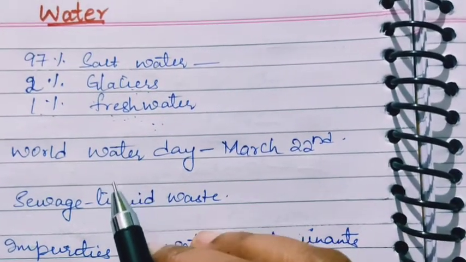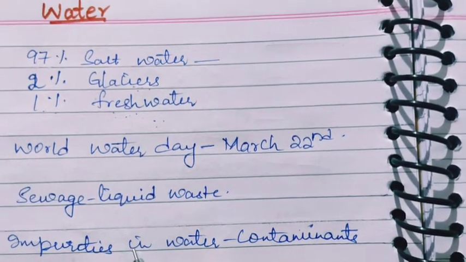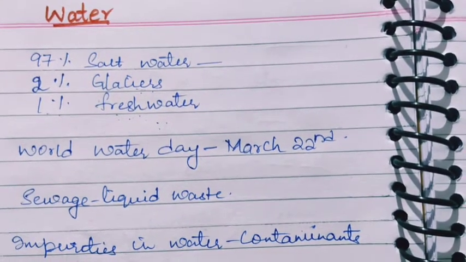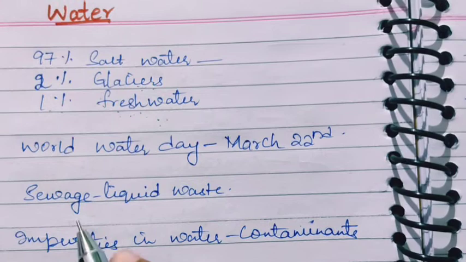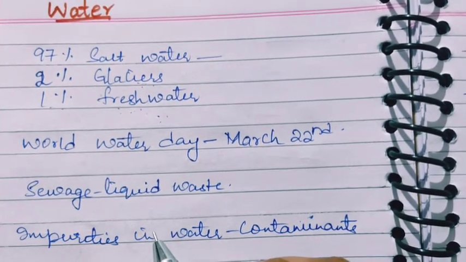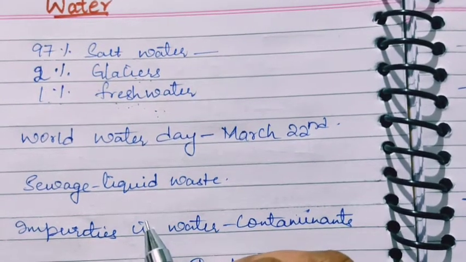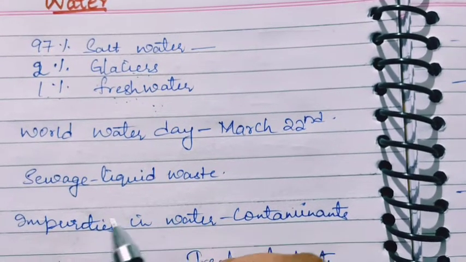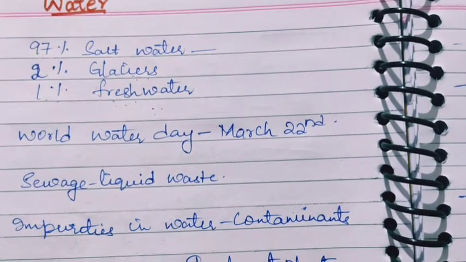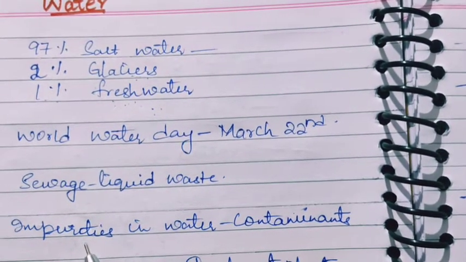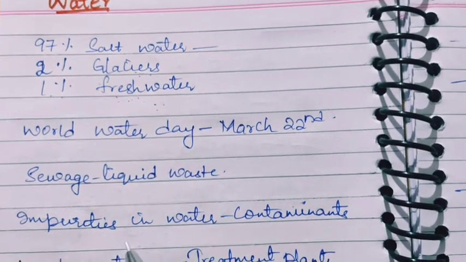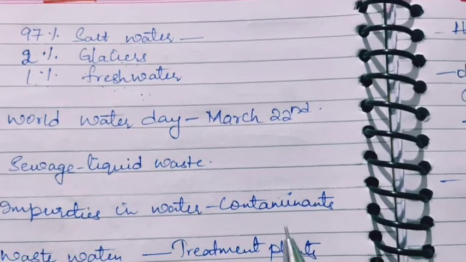So most of the water we use daily for different purposes comes down as liquid waste. The liquid wastage of water which is all flowing from our schools, homes, hospitals is known as sewage. So there are many impurities present in the water. They cause different types of water related diseases. The impurities in water are known as contaminants.